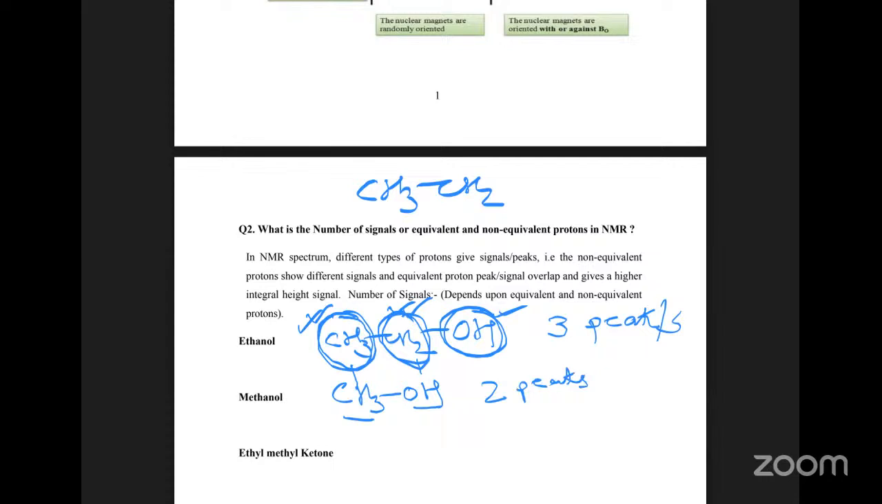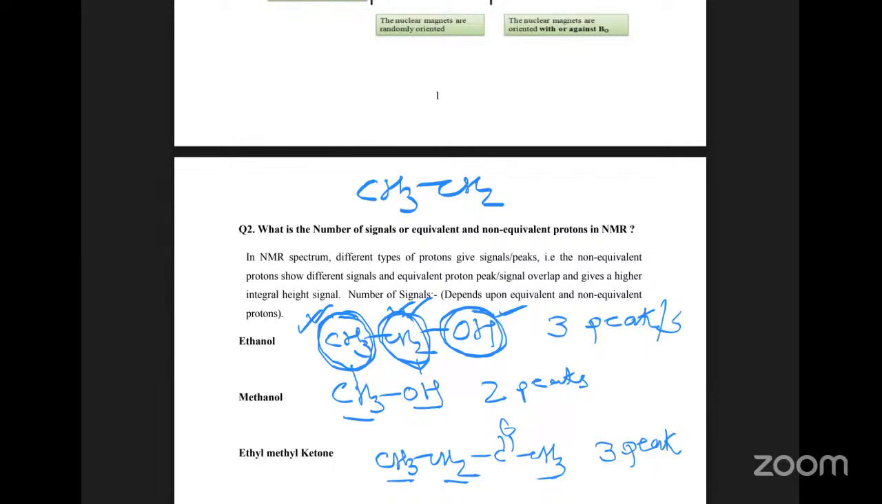Take another example, ethyl methyl ketone. So this is ethyl, ketone, and this is the methyl group. Now in all, this set and this set, so there are 3 different sets of protons. That means you will be getting 3 peaks in NMR spectroscopy. That is what we call a low resolution spectrum.